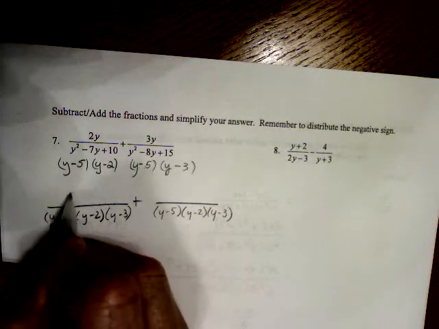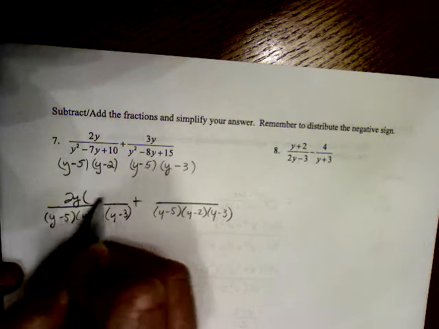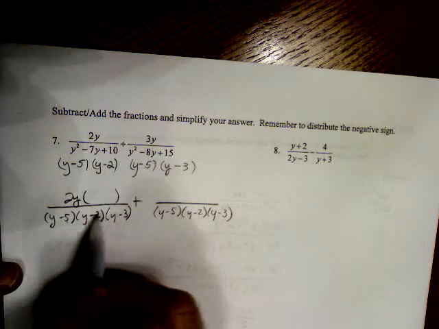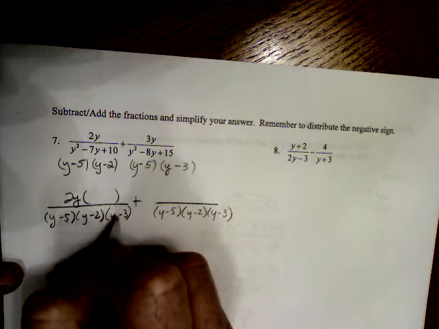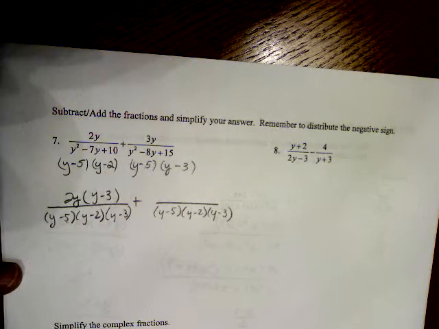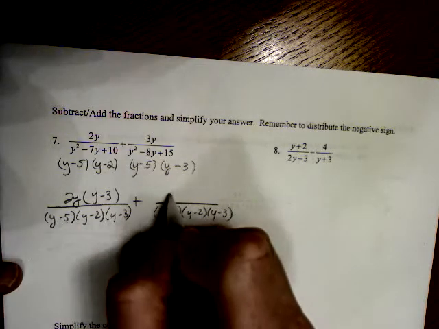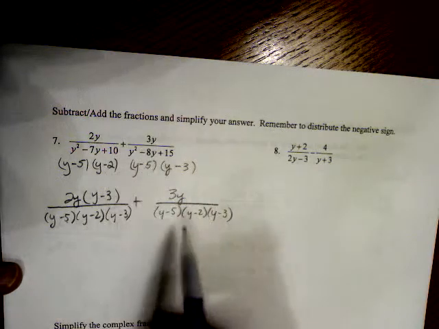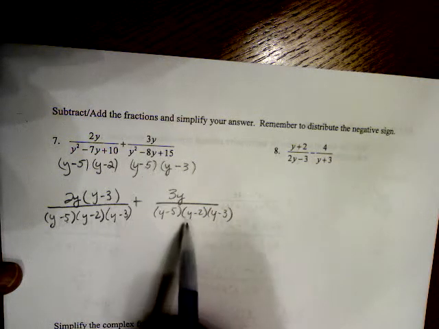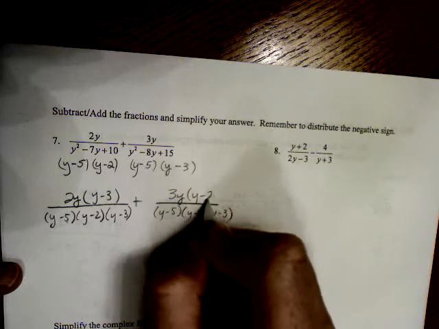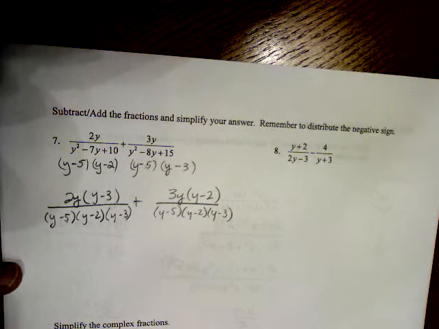Okay, this original numerator was 2y, but this denominator did not have a y minus 3 in it. I multiplied by y minus 3, so since I did that to the denominator, I need to do that in the numerator. So I put the y minus 3 on top as well. I'm going to keep my 3y from the original problem, and then this denominator changed by multiplying by the y minus 2, so I have to multiply by y minus 2 on that numerator.